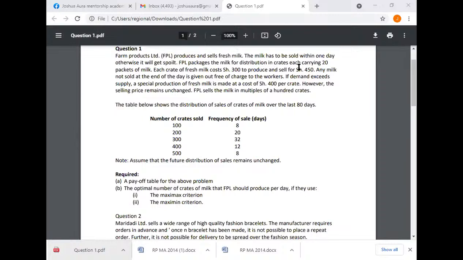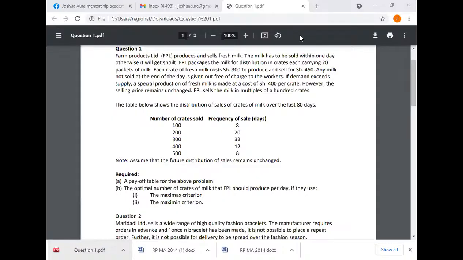If demand exceeds supply, we are told a special production of fresh milk is made at a cost of 400 per crate. However, the selling price still remains what here? Unchanged. FPL sells the milk in multiples of 100 crates. We are told the table below shows the distribution of sales of crates of milk over the last 80 days. So they want us to give them a payoff table for this problem.